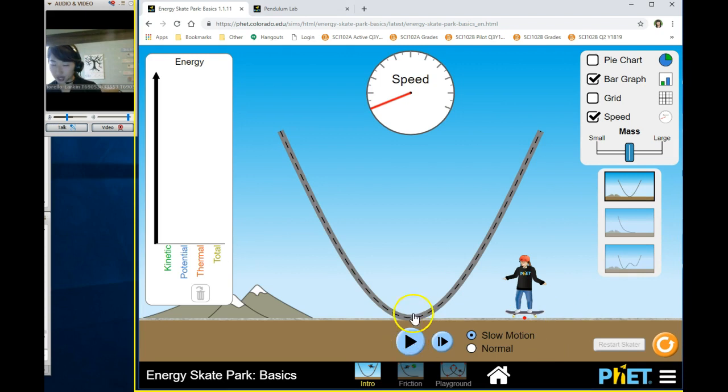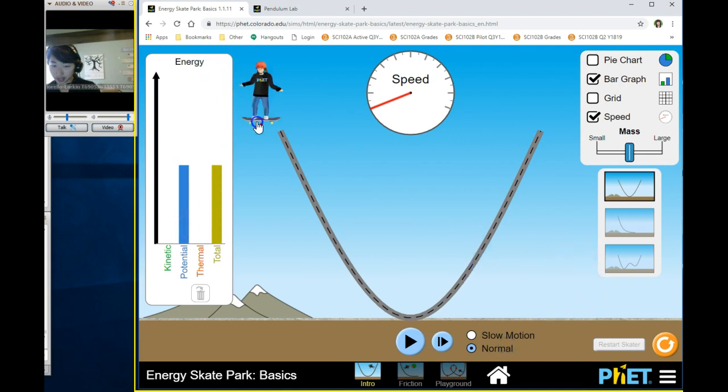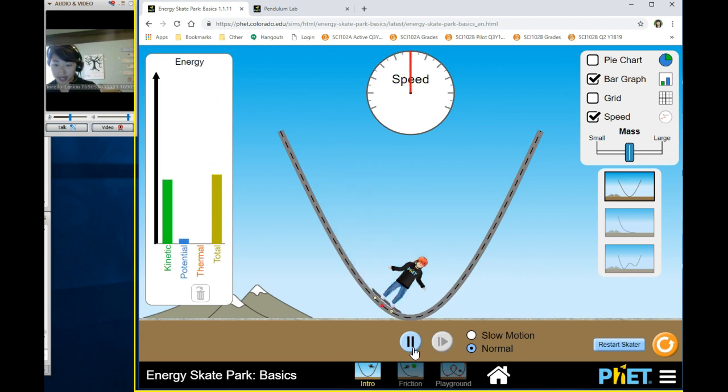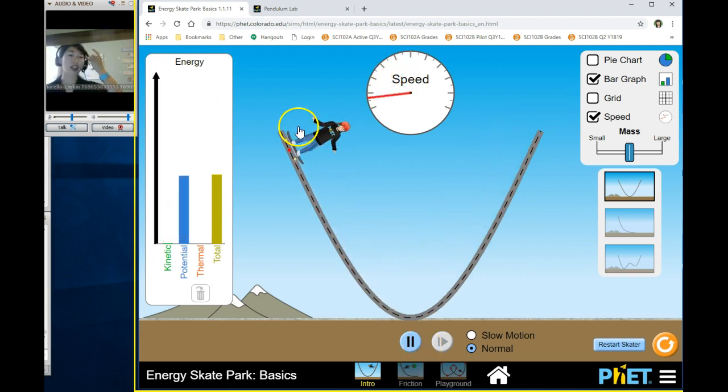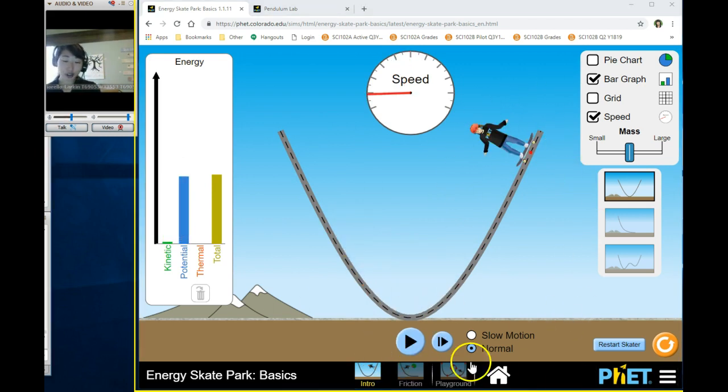So here we go. Taking a look at this one. We're going to go ahead and stick our guy up here and play back and forth. Looking good. All right, so you can see he's going back and forth on this ramp. All right, sorry about that, everyone. So now I'm going to go ahead and do it in slow motion.